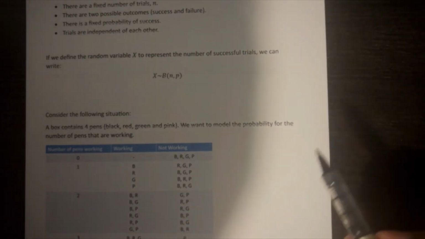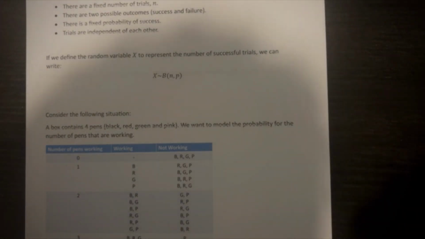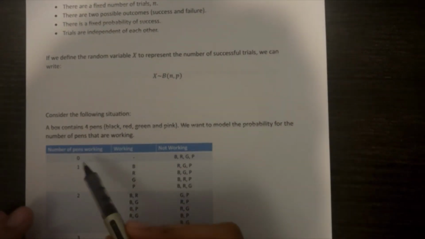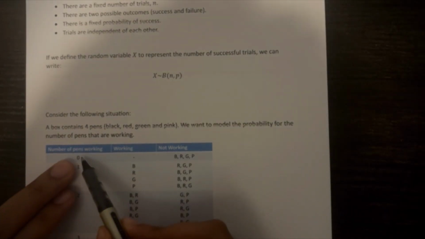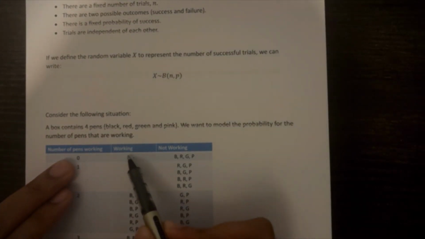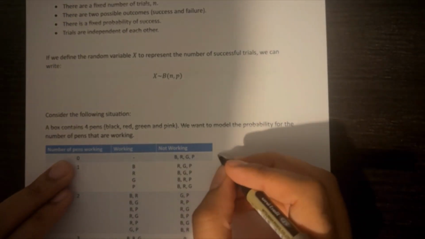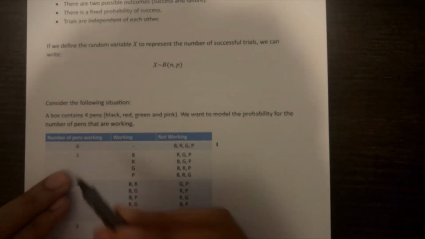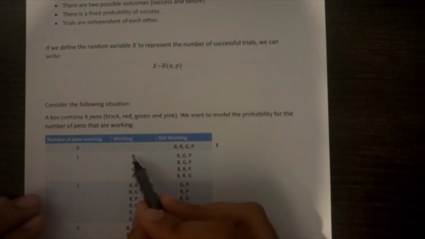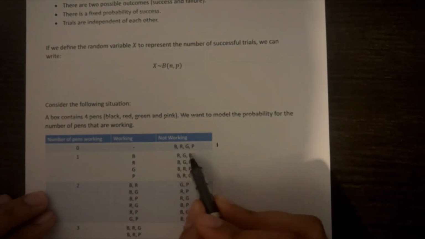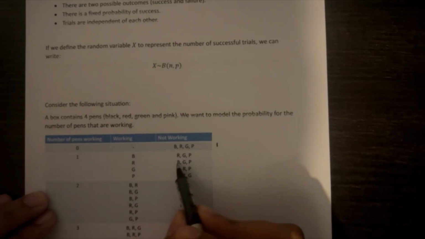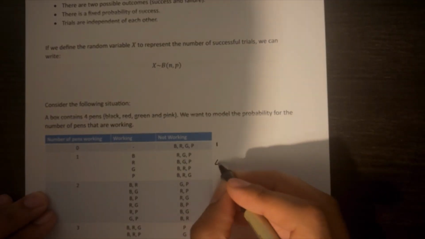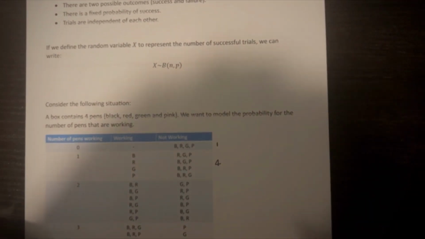So if I think about the number of ways in which I can have each number of pens working. For no pens working, there's only one possibility. None of them work and all 4 don't work. When I have one pen working, well, there are 4 different possibilities. Either the black one works and the other 3 don't, or the red one works and the others don't, or the green works, or the pink works. So there are 4 different possibilities there.